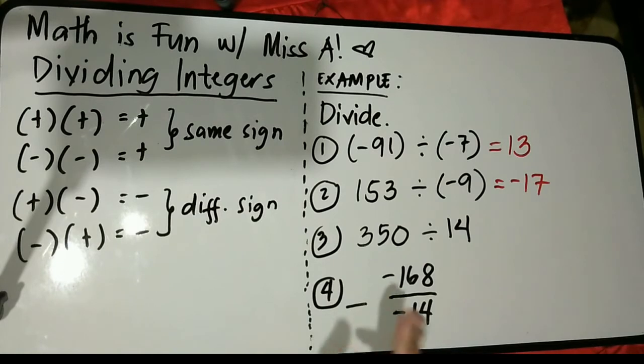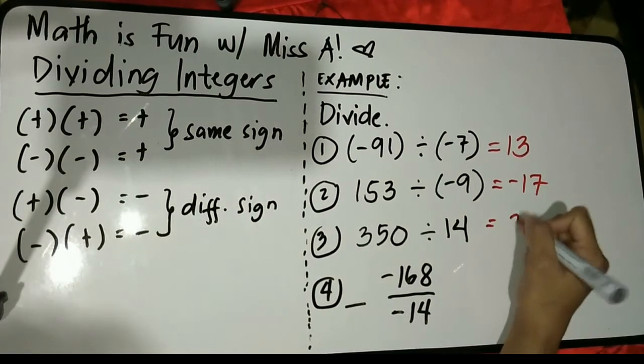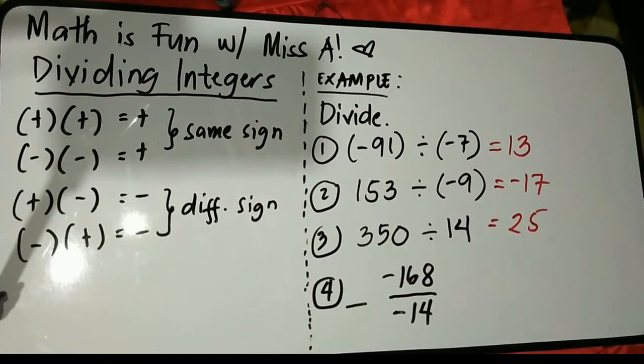Ayan. Next, for example number 3, you have 350 divided by positive 14. So, positive, so magkapareha sila ng sign. Therefore, positive yung magiging sagot natin. And the quotient of 350 and 14 is simply equal to positive 25.